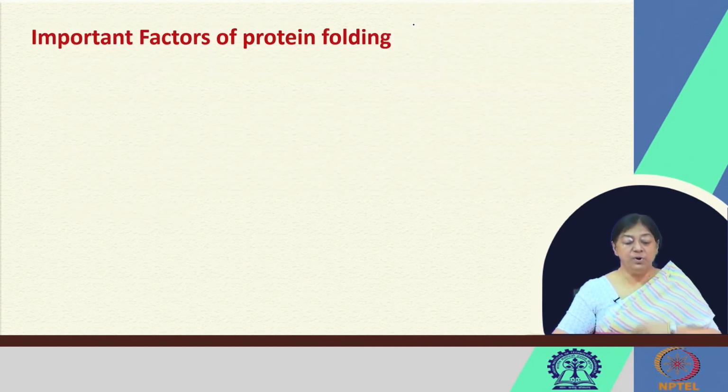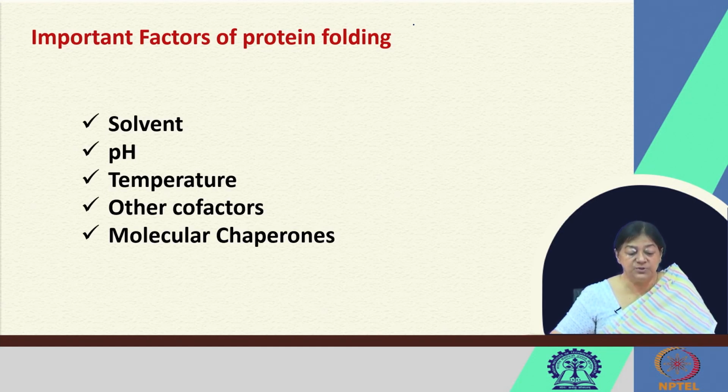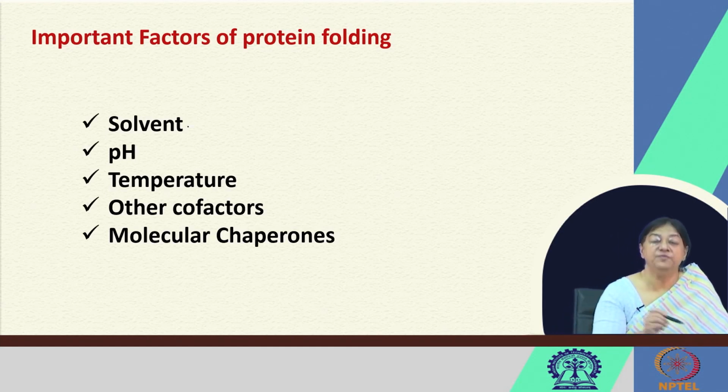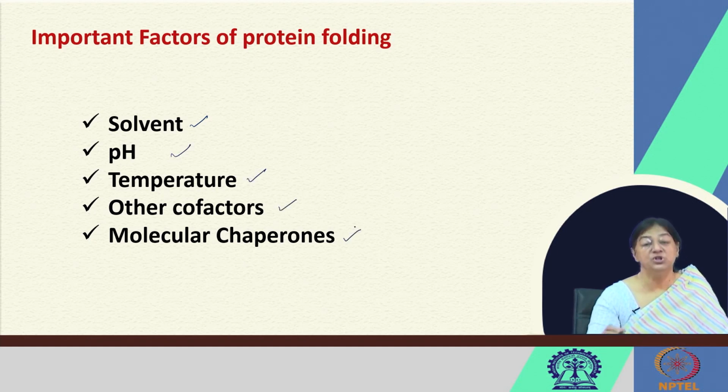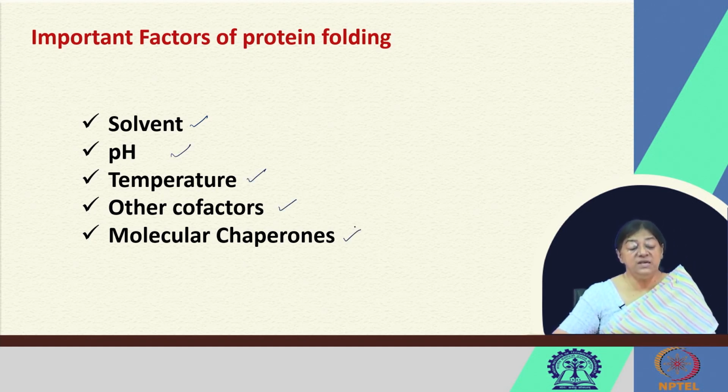Now, if we look at the important factors of protein folding, as we looked at, what are the factors that drive protein folding? Factors like the solvent, the pH, temperature, other cofactors and molecular chaperones. And we will see how these would affect protein folding.